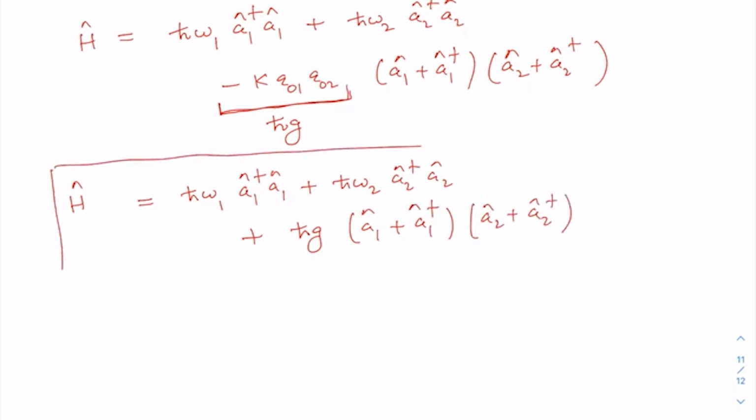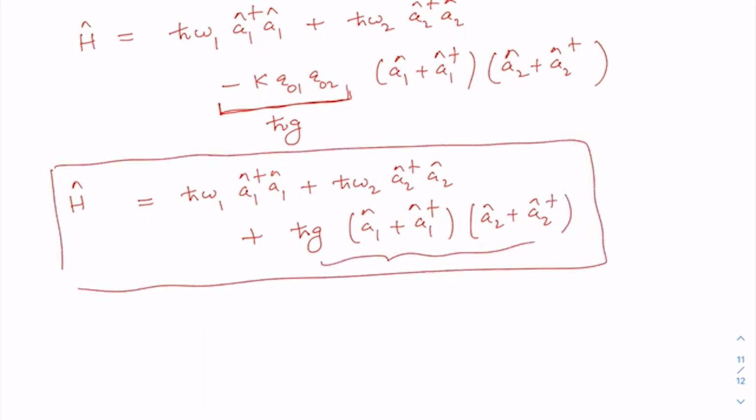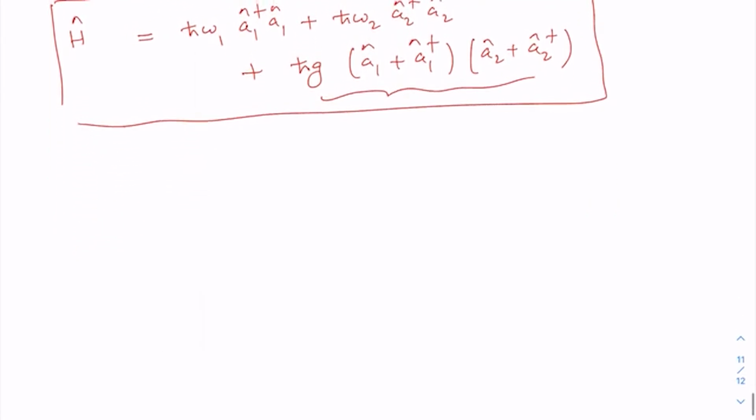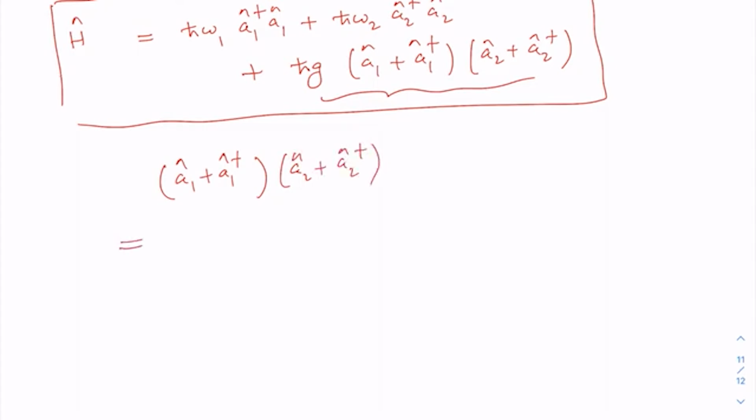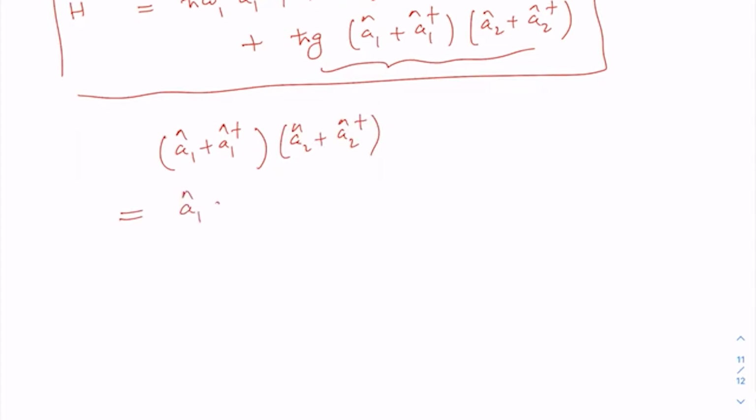Okay, now let me analyze a little bit further this particular coupling term. If I look at this coupling term, let me take the product here, that is (a1 + a1 dagger) and (a2 + a2 dagger). If I open it up, then I will have four terms: a1 a2, a1 a2 dagger, plus a1 dagger a2, and a1 dagger a2 dagger.